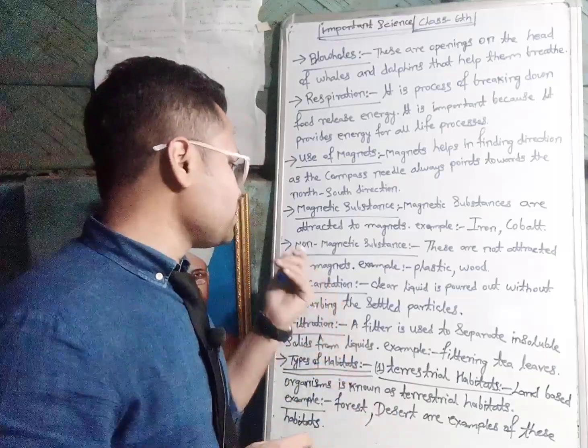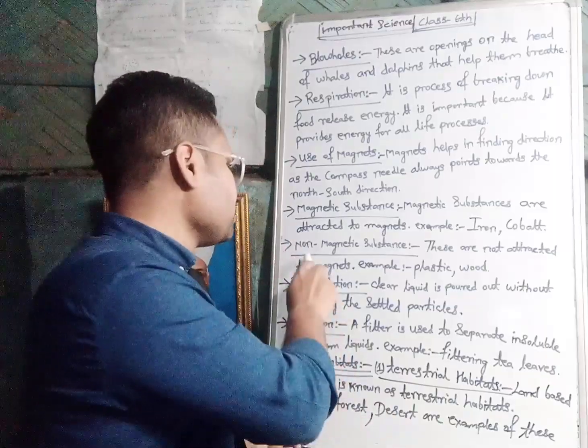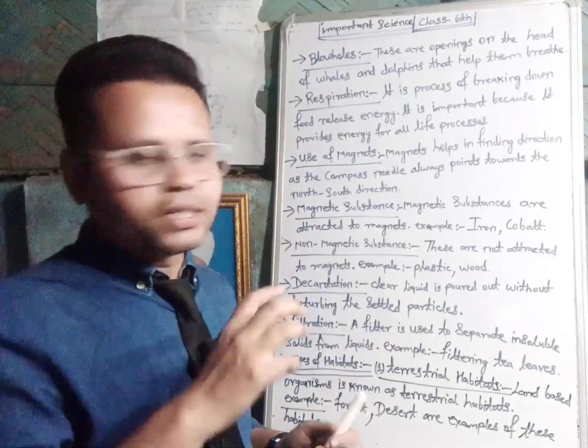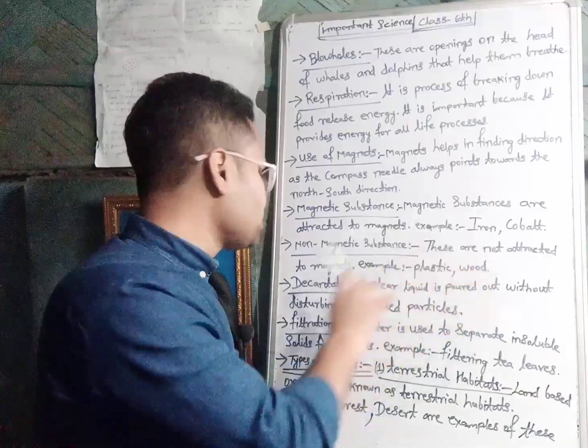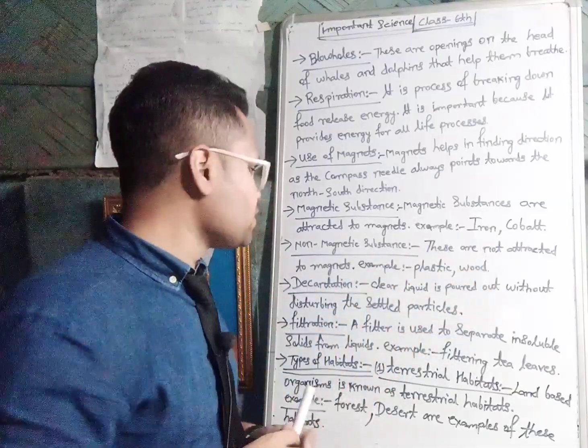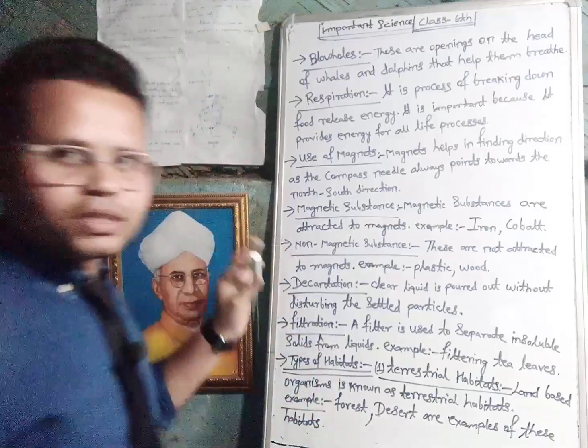Next is non-magnetic substances. Taking the example of wood, plastic and wood are not attracted to the magnet. So plastic and wood are examples of non-magnetic substances.